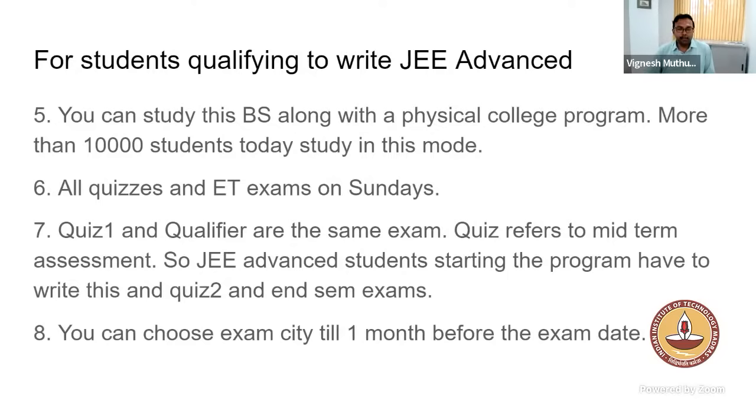Okay, so you can choose an exam city until about 1 month before the exam date, which means that these exams could actually be taken in any city. So you might actually be in your hometown right now, but once you join a physical college, you might actually be going to a different city. So there you might want to take the exam in the subsequent exams. Like quiz one, you might take in your hometown, but quiz two, you might be in a different college, different town. So you can change the exam city at that time and take the exam there as well.